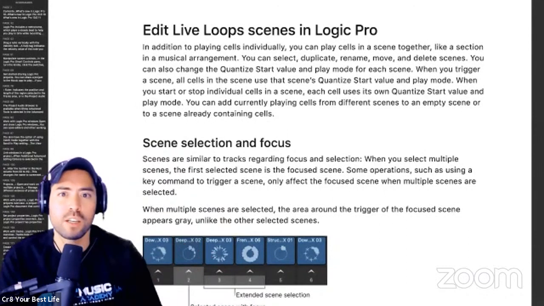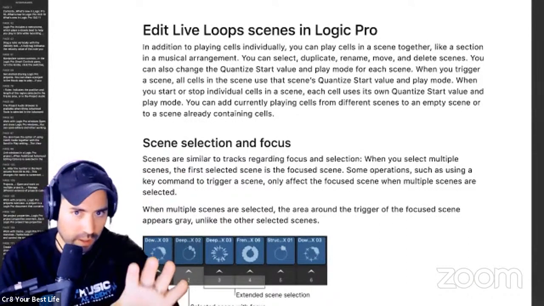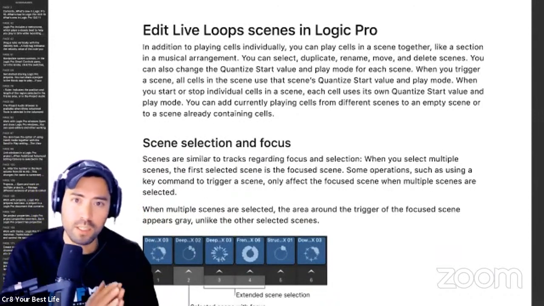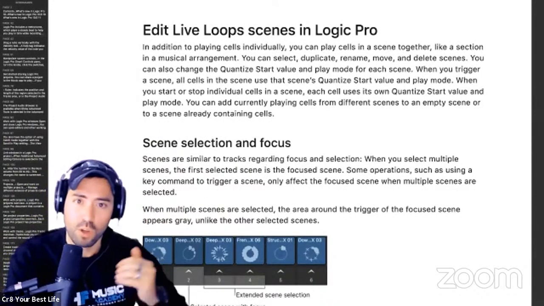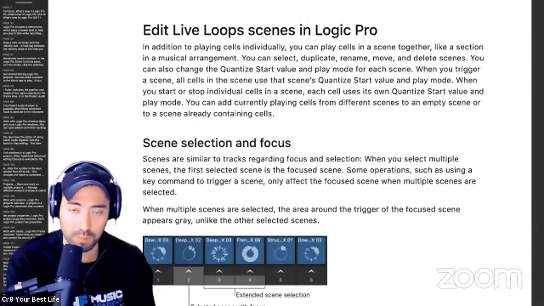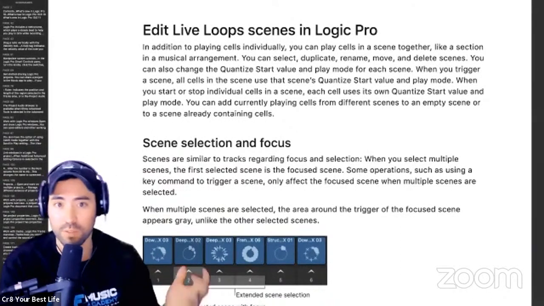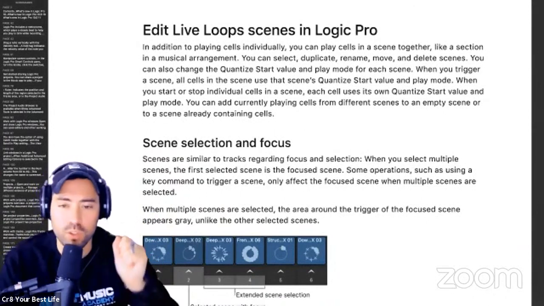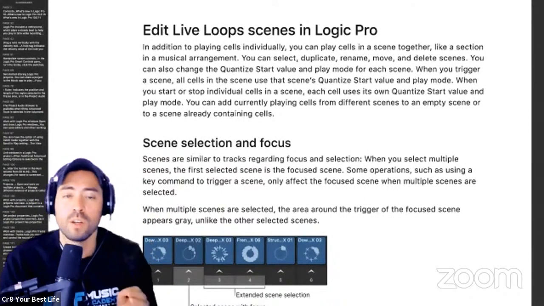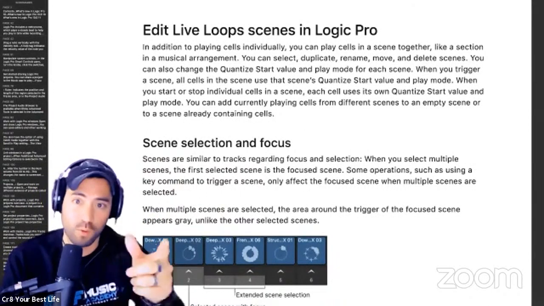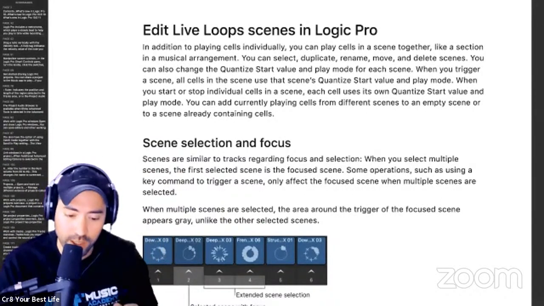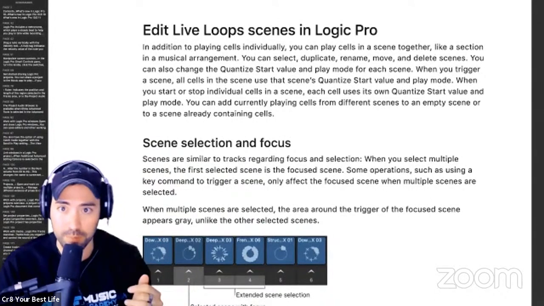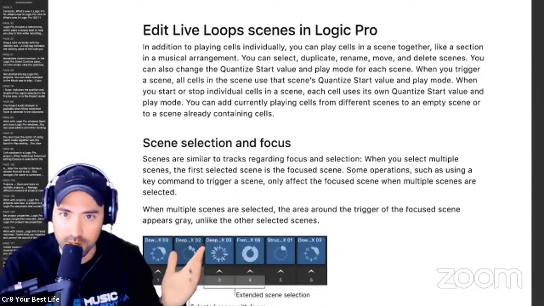You can also change the Quantize Start value. We've been talking about this a lot, and play mode for each scene. So we can determine its rotation, how long it takes to play back. Is it 4? Is it 8? Is it 12, 16 bars? We're going to look at the values here in a second. And you can also tell the scenes to play in certain ways. For example, when I trigger you, I want you to start. When I trigger you again, I want you to stop. That's one mode. It's default.